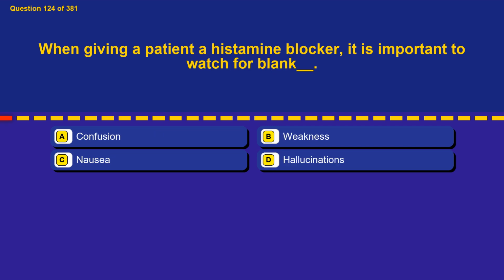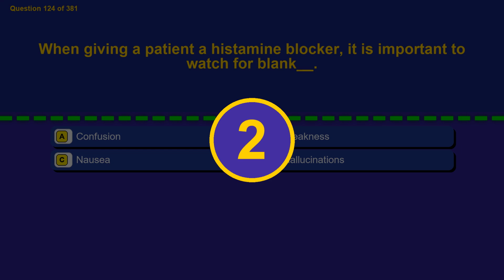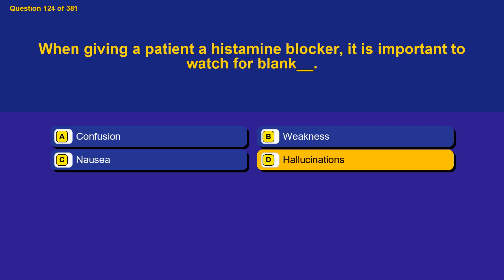Question 124. When giving a patient a histamine blocker, it is important to watch for blank. Option A, confusion. Option B, weakness. Option C, nausea. Option D, hallucinations. The correct answer is option D, hallucinations.